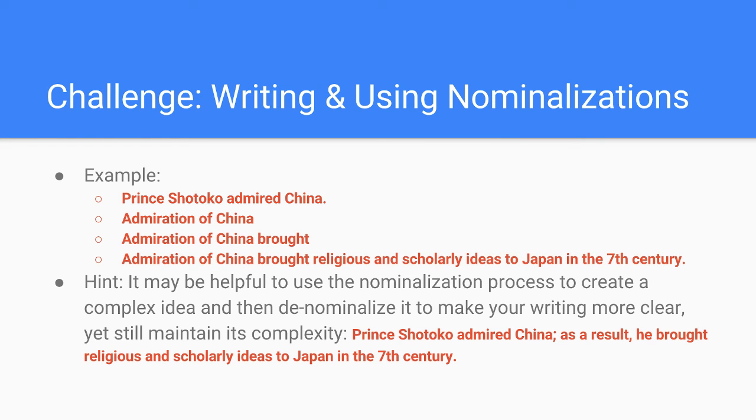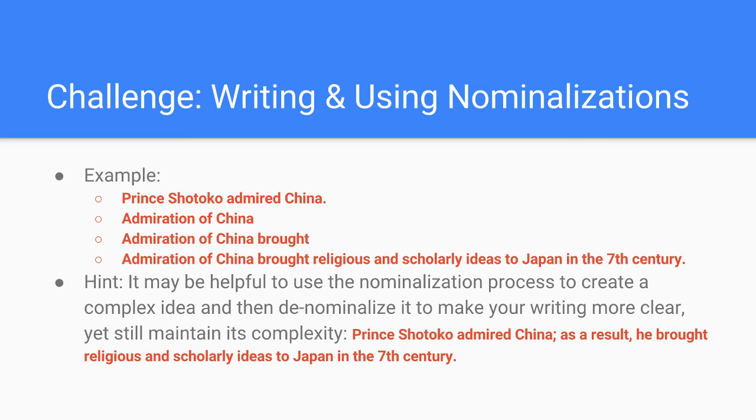Prince Shotoko admired China. Take that verb admired, turn it into a noun. Admiration of China. Add a new verb. Admiration of China brought. But I need some finishing information. Brought what? So admiration of China brought religious and scholarly ideas to Japan in the 7th century. Now that's a wonderful sentence, and it is perfectly acceptable.